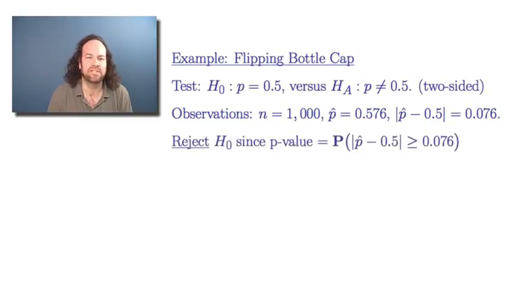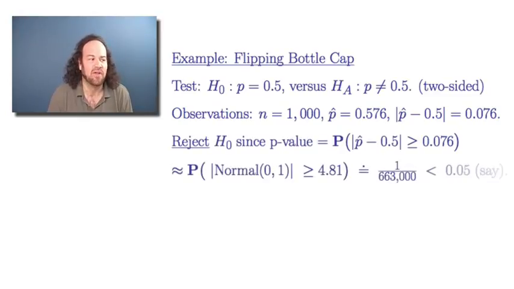Well, we said that we would reject the null hypothesis because we computed the p-value. We asked for the probability that under the null hypothesis, H0, you would observe such a big difference between the observed fraction of reds and the hypothesized fraction of reds. By the central limit theorem, this is approximately the probability that a standard normal is bigger than some value, in this case 4.81. We computed that this was an extremely small probability, about 1 chance in 650,000, which was much less than a typical significance level like 0.05. So we rejected the null hypothesis.